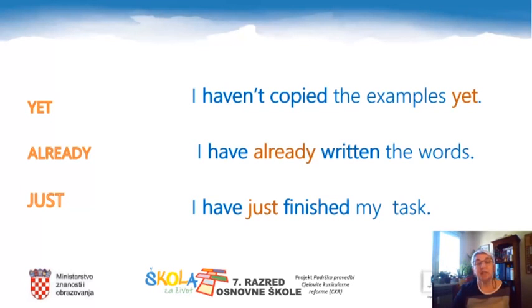Of course, you can say, I have already written, već sam napisao, or I've just written, I've just finished, upravo sam napisao. Already and just come between have and the verb. Yet goes to the end of the sentence, and the sentence is negative. Keep this in mind.